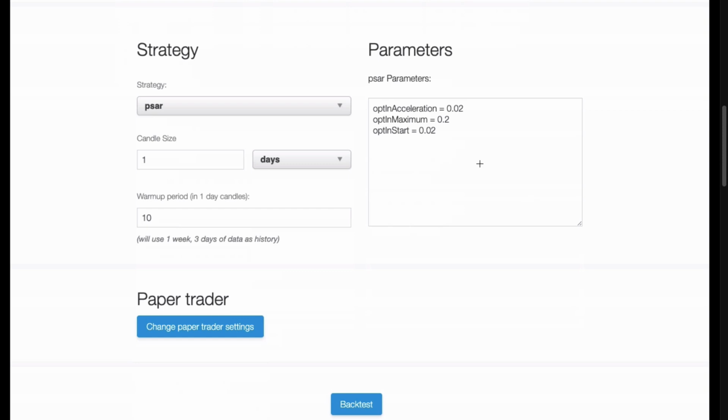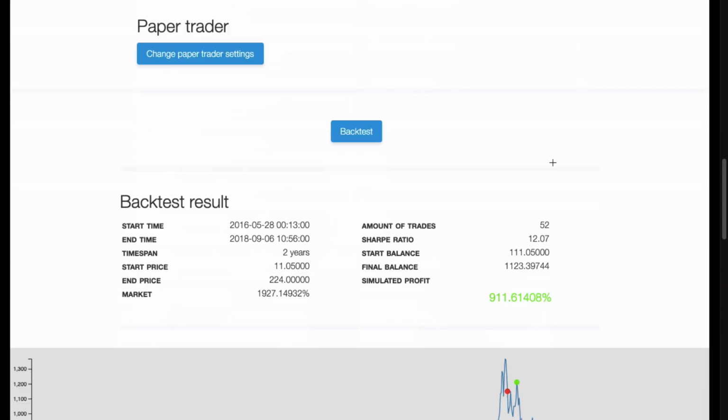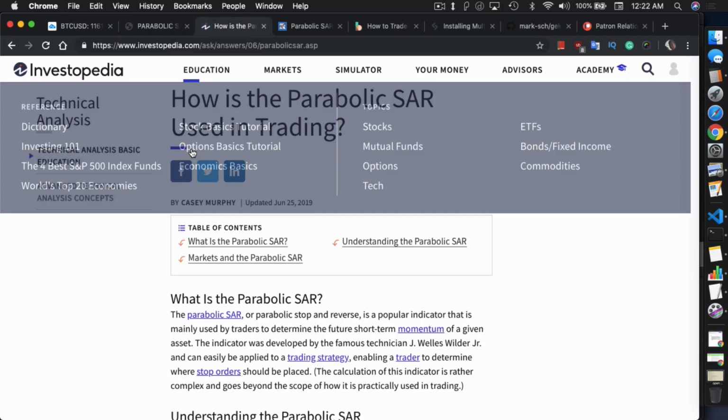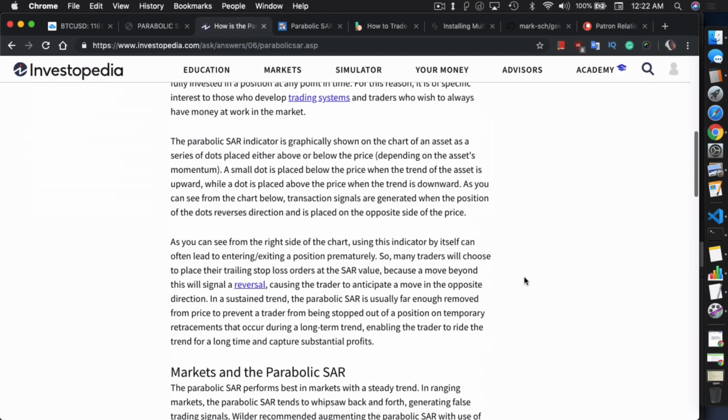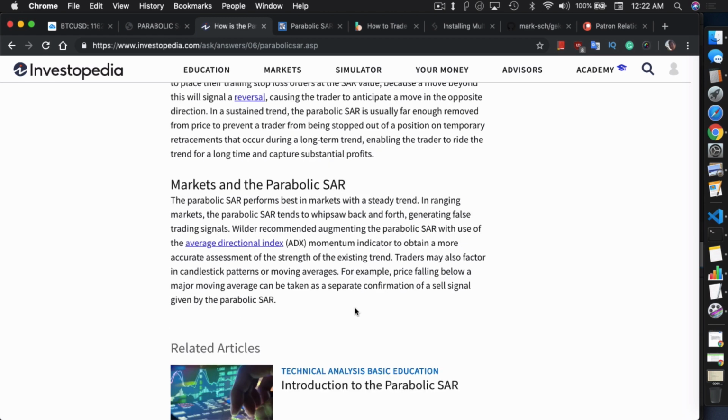But just the basic setup already shows you that this is a net positive strategy. Now, when you read through these articles, they also explain what you should use the Parabolic SAR with. What they recommended here is ADX. Parabolic SAR was created by J. Wells Wilder, who also created the most famous ones, obviously RSI, Parabolic SAR, and the ADX.